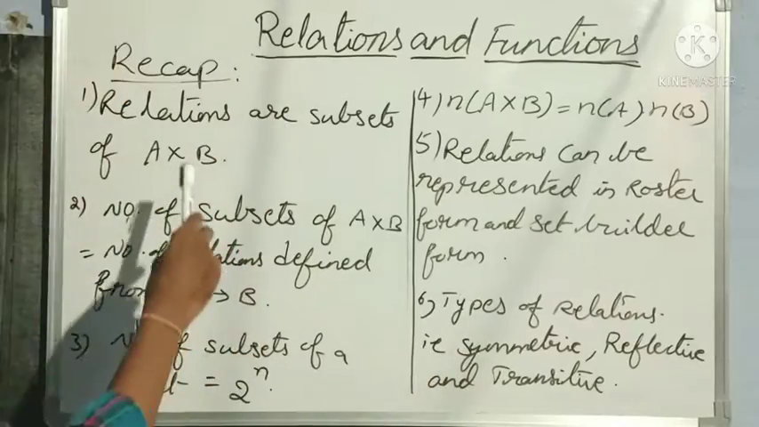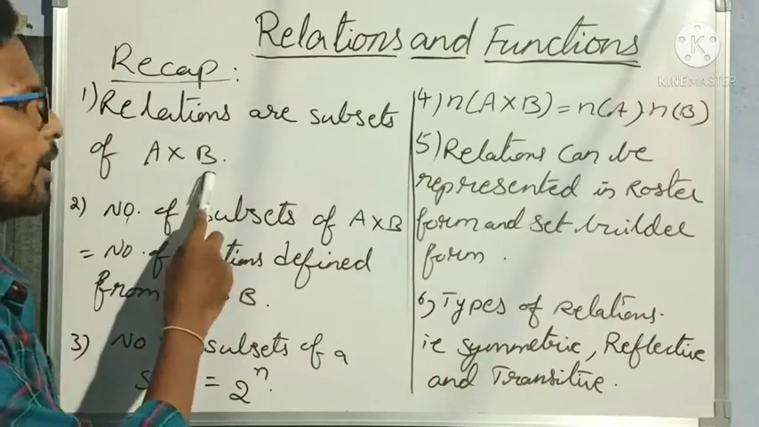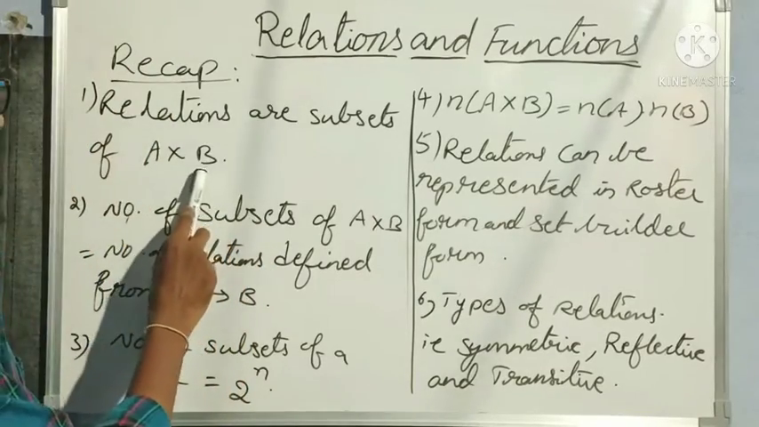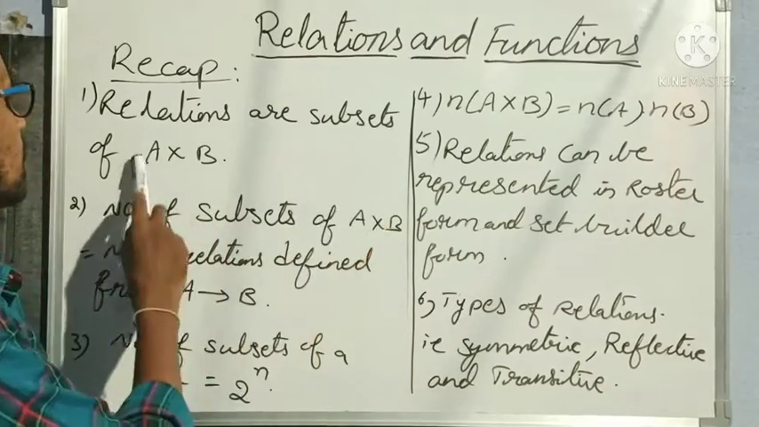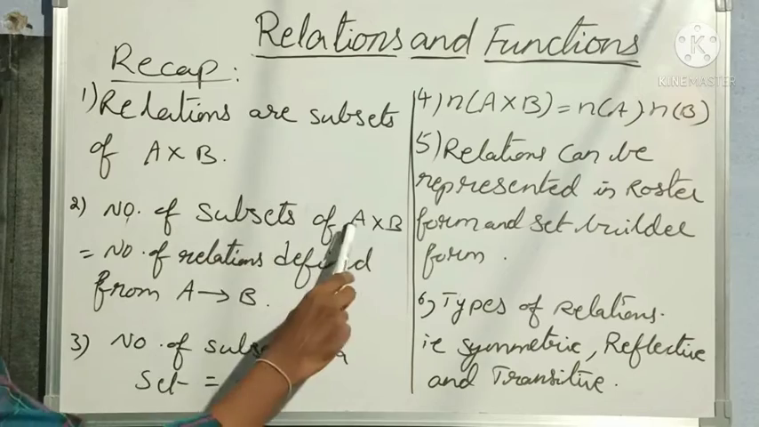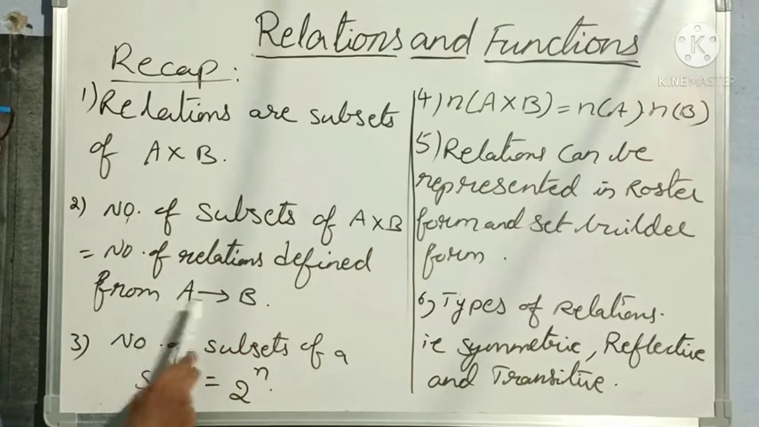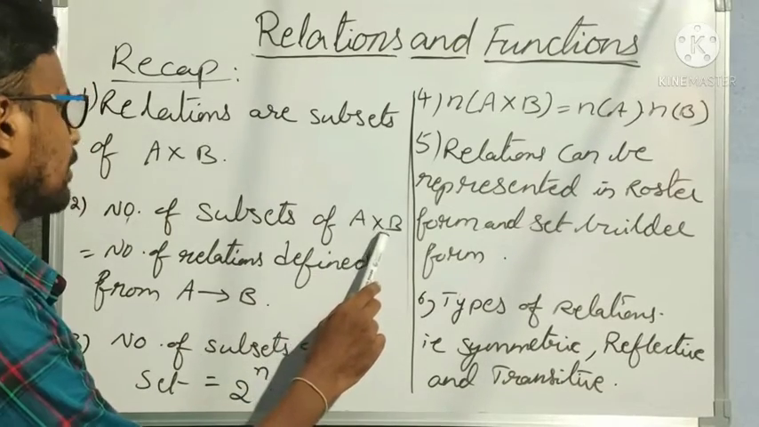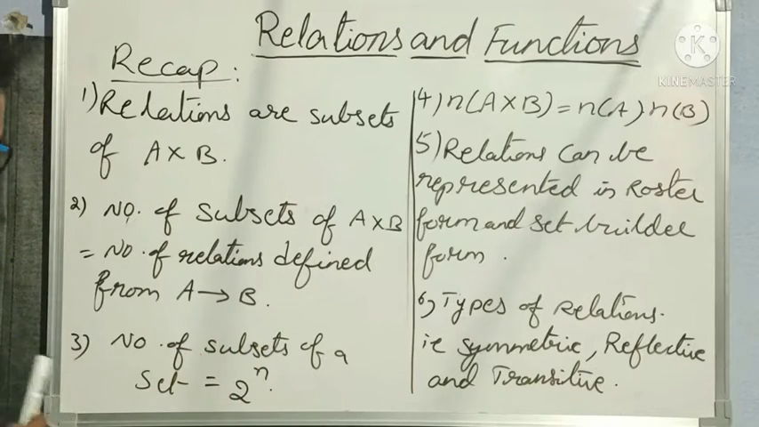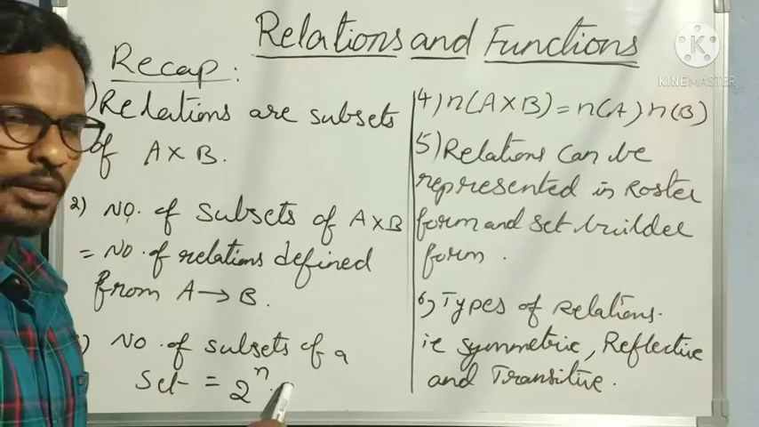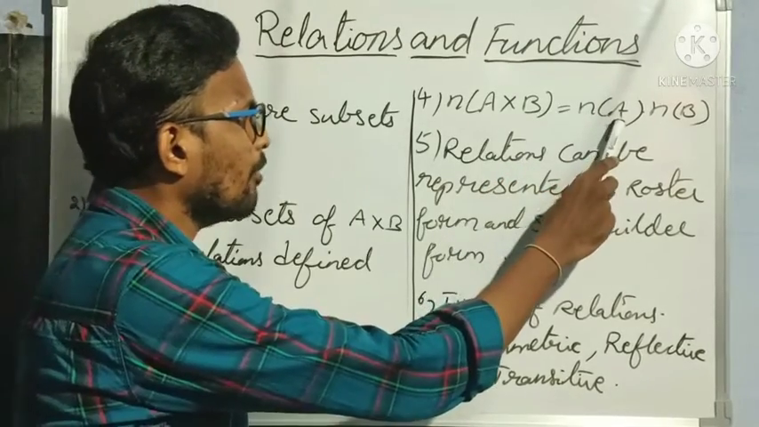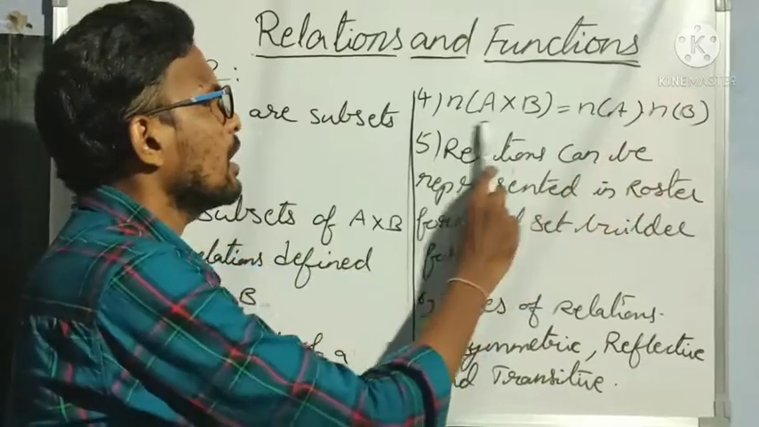First, what are relations? Relations are subsets of A cross B. If we take A cross B as an operation of sets, then every subset of A cross B is a relation. The number of subsets of A cross B is equal to the number of relations defined from A to B. When we get some n number of subsets of A cross B, then there will be n relations from A to B. The number of subsets of a set is equal to 2 power n, where n is the number of elements in the set. This is the third point we have discussed. And the number of elements of A cross B is equal to the number of elements of A into the number of elements of B. This is also very important.